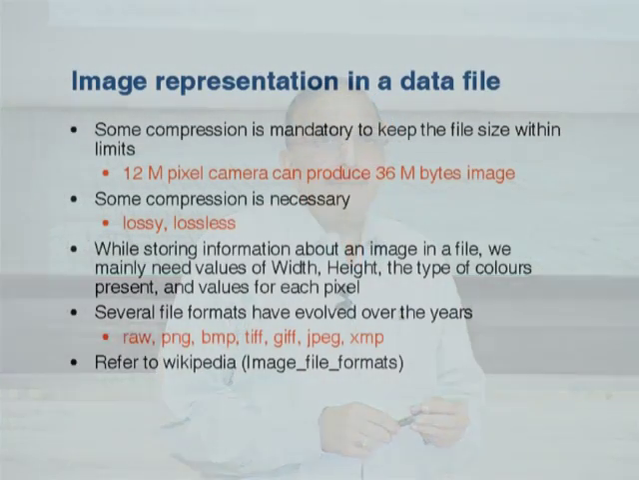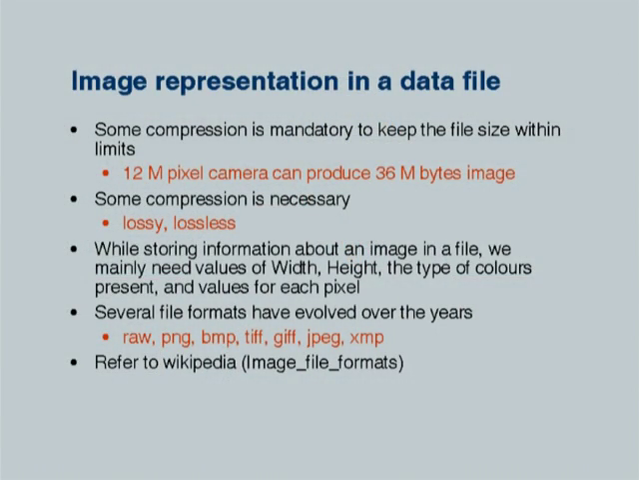Now, since you have millions of points and each point is represented by 3 bytes, you have a huge plethora of information and you need some kind of compression. Compression can be of two forms, lossy compression and lossless compression. A lossy compression is where some information about the image is lost. A lossless compression is where no information is lost. Still, the picture can be substantially compressed.